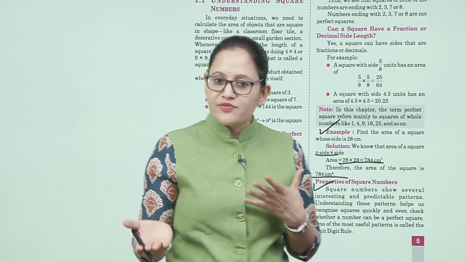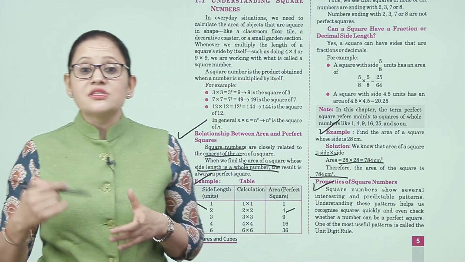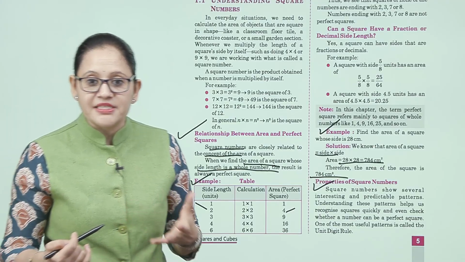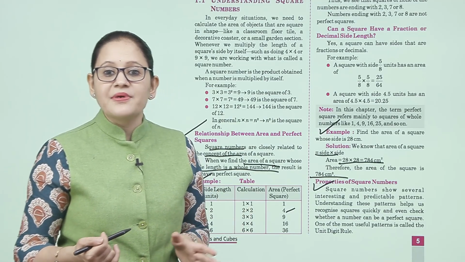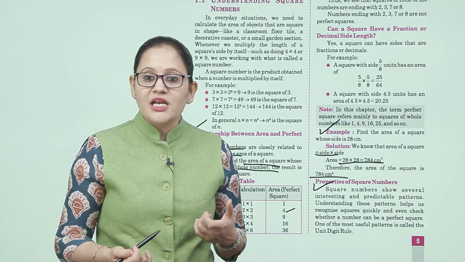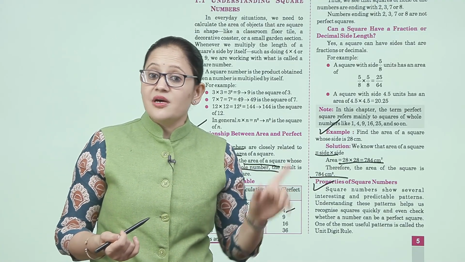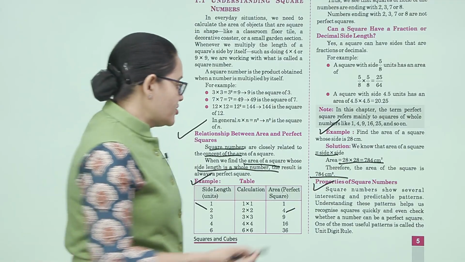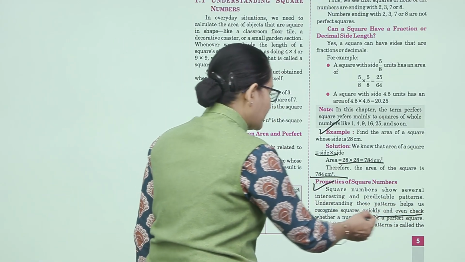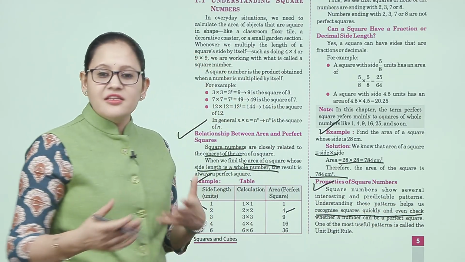Now we'll see the properties of square numbers. So what are the properties of a square number? Square numbers show several interesting and predictable patterns. Understanding these patterns helps us recognize squares quickly and even check whether a number can be a perfect square.